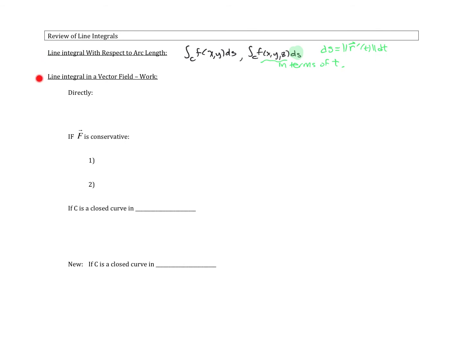Okay, then we brought in a vector field. And when we bring in a vector field, if we compute the integral of f dotted with the unit tangent T ds, so we compute this line integral with respect to arc length, our function is f dot T. We found that the shortcut way to do that is to take f, put f in terms of t, and dot it with r prime. That's what I mean when I say we're going to do this directly.